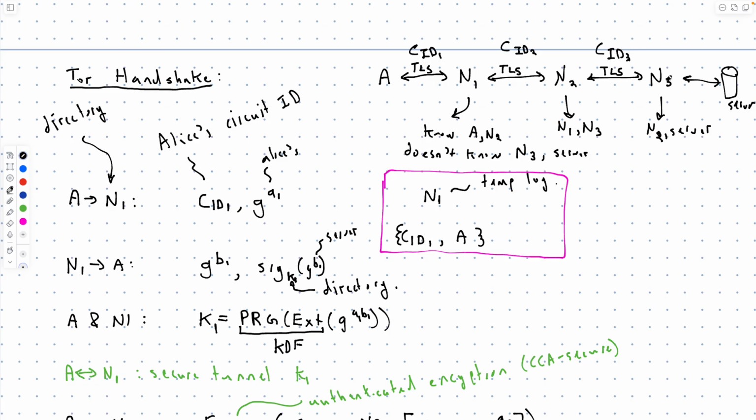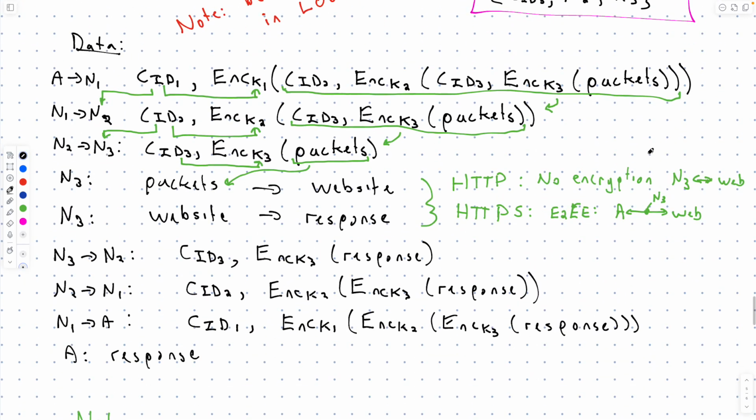So N3 cannot do anything in the middle. It's a man in the middle now, but it can't decrypt any of the information or inspect any of the information at all. So this could be end-to-end encrypted. That's what ETEE means, end-to-end encrypted, between Alice and the web. N3 is just a hop that's on the path between Alice and the web. Or if there's no encryption, no HTTPS, just HTTP, then N3 can read it, and anyone between N3 and the website obviously can read it in both cases.